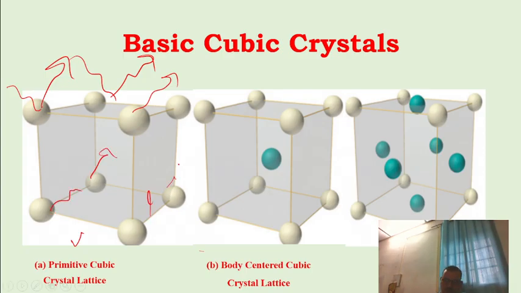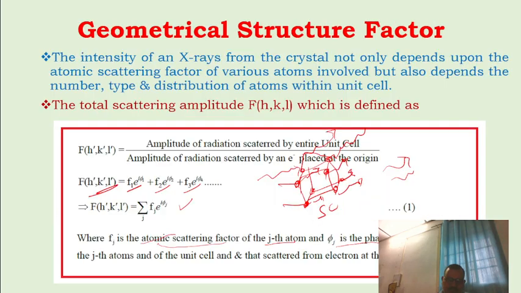So for this reason, I am saying that F1 is for the first atom, this is for the second atom, and so on, for however many atoms are present in the unit cell. So the total sum gives the total scattering amplitude of the radiation that is emitted from the unit cell.